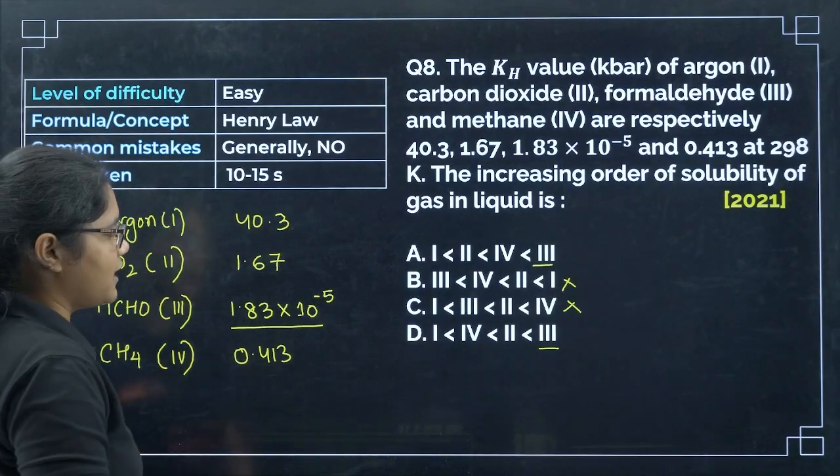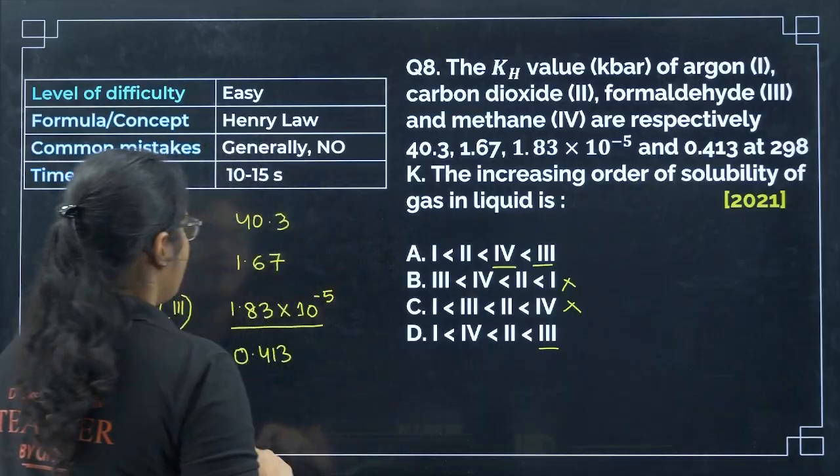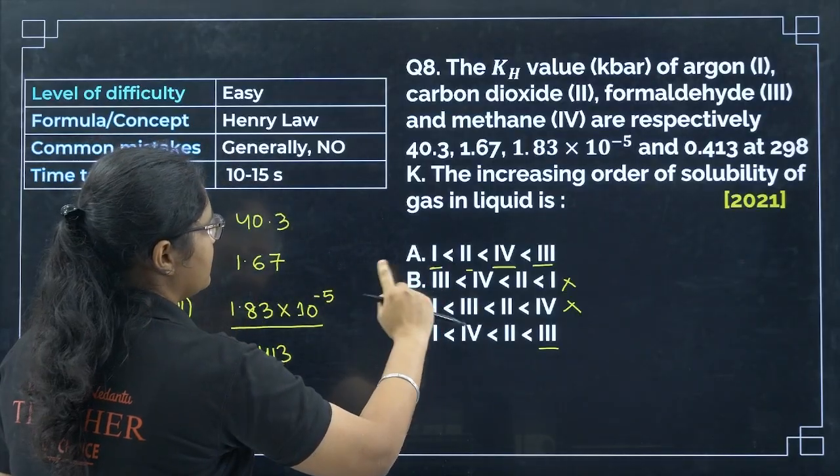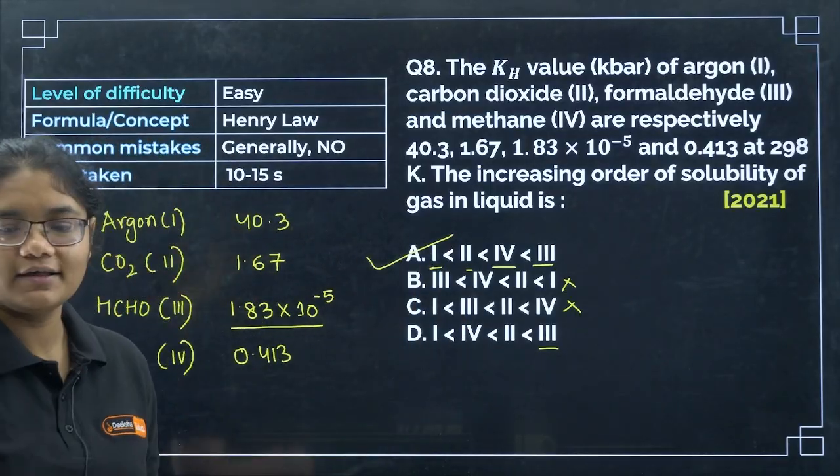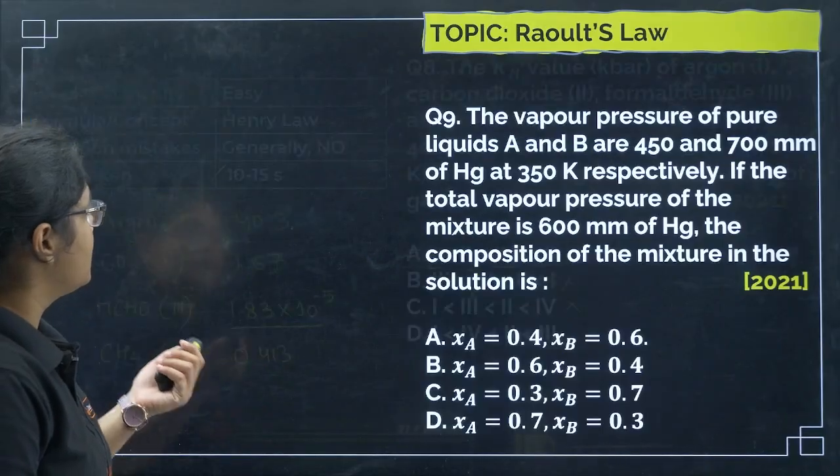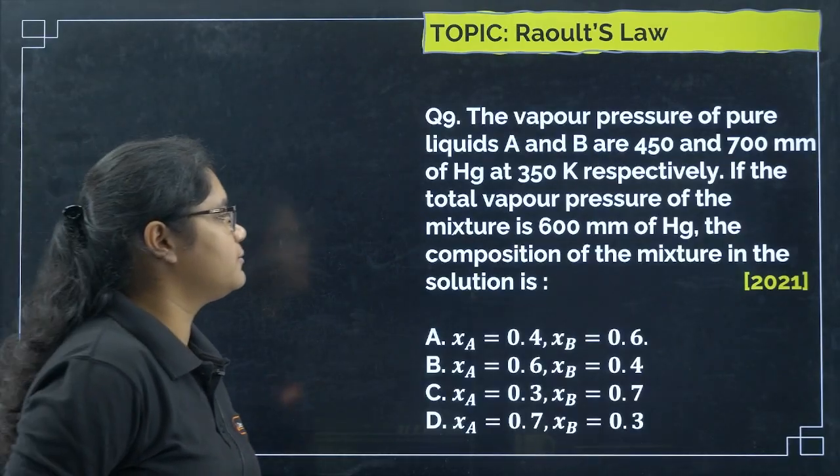So highest solubility, after 3, will be 4. Okay, then you will have 2 and then 1. So option number A is the correct answer here. Next, we'll have a question from Raoult's law here.